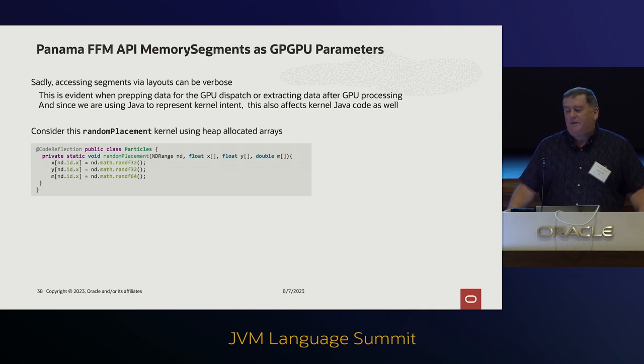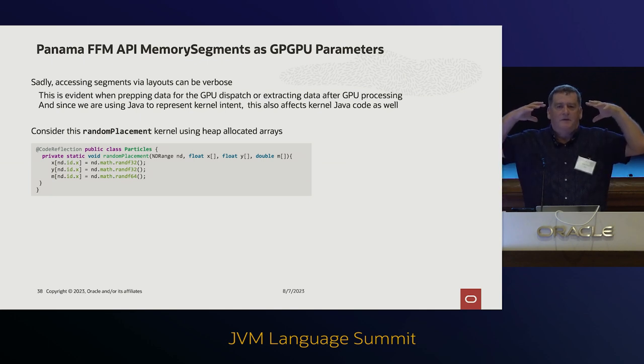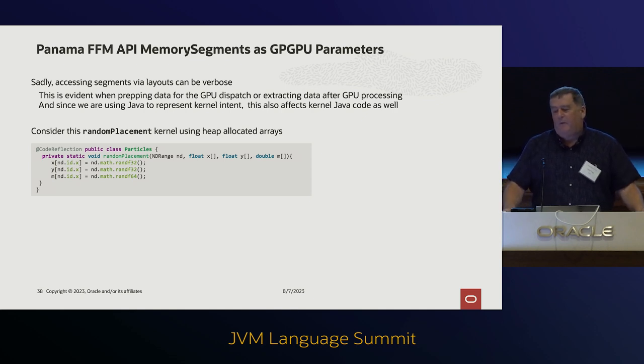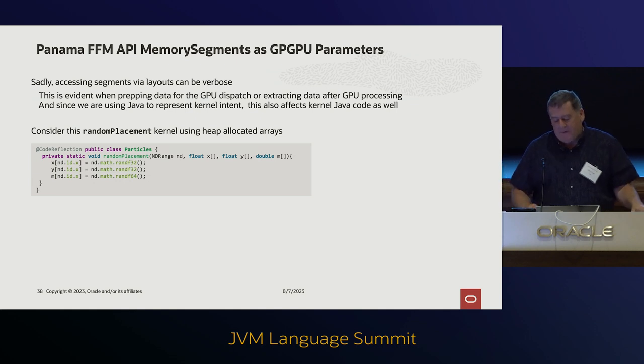The one thing that I struggled a little bit with when I started using a lot of Panama, or the FFM API, was that it is possible to use var handles and therefore tie things together, but it gets a little bit verbose after a while. I think there's going to be a case for wrapping these layouts and segments together in such a way that we don't have to go through the var handles. And the reason that it's particularly useful in the GPU world is when we're setting up the data from the Java side, we're going to be writing a lot of data to set it up. And then on the GPU side, because we're now saying the code should be written in Java, we're reading that data out of these same data structures as well. So I think they need to be wrapped.